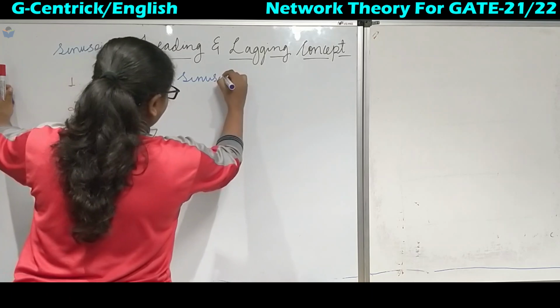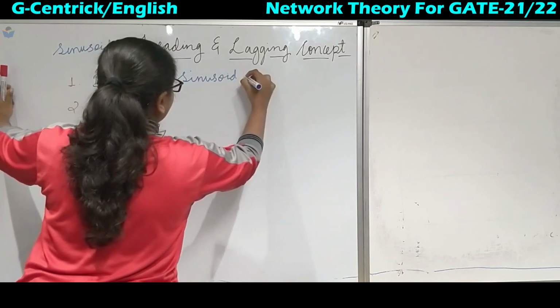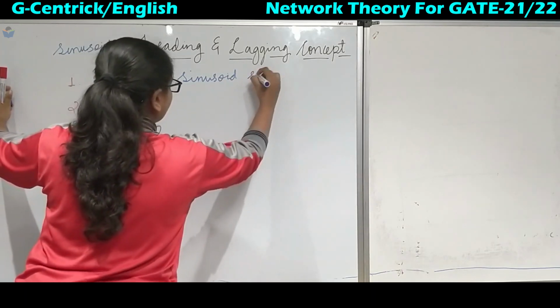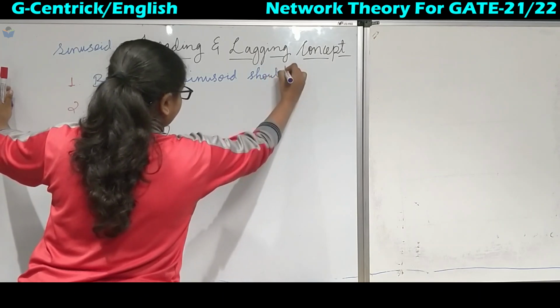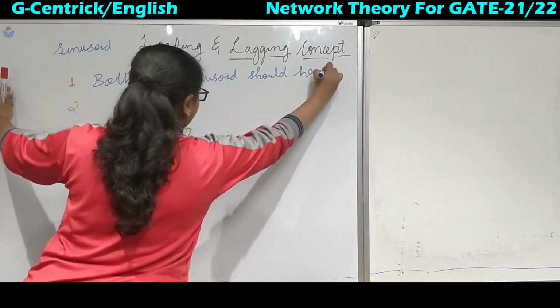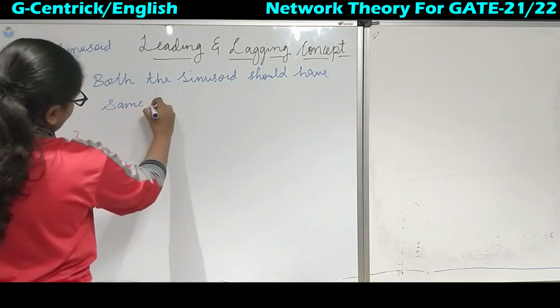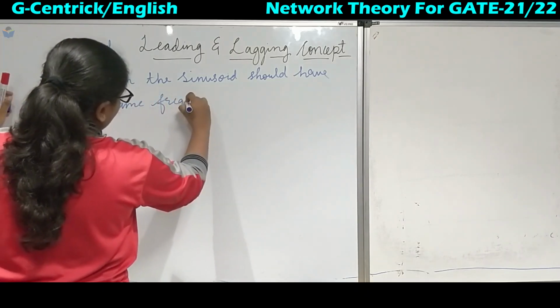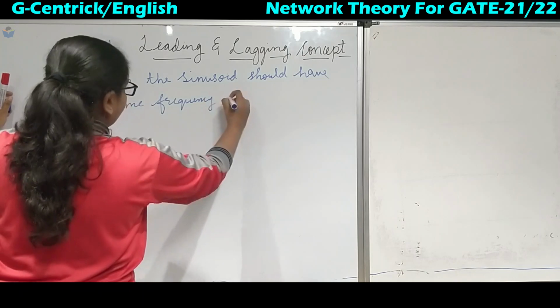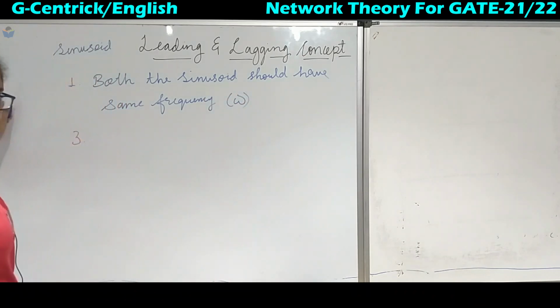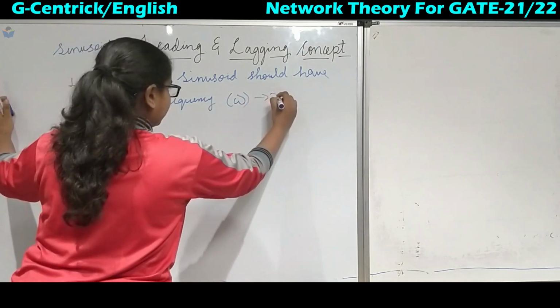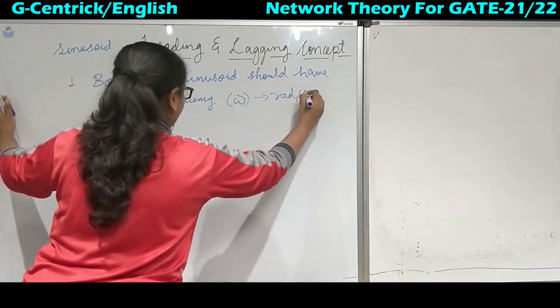So the first thing is that both the sinusoids should have the same frequency. What is the frequency here? It is omega, the angular frequency, which is measured in radian per second.